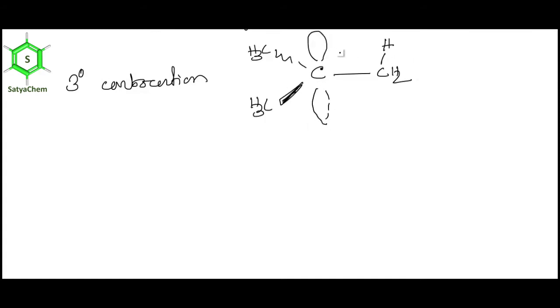So this is the vacant p orbital. The number of hyperconjugative hydrogens here is 3, 6, 7, 8, 9. So these are all hyperconjugative hydrogens. So obviously in a 3-degree carbocation, the number of hyperconjugative hydrogens is 9.